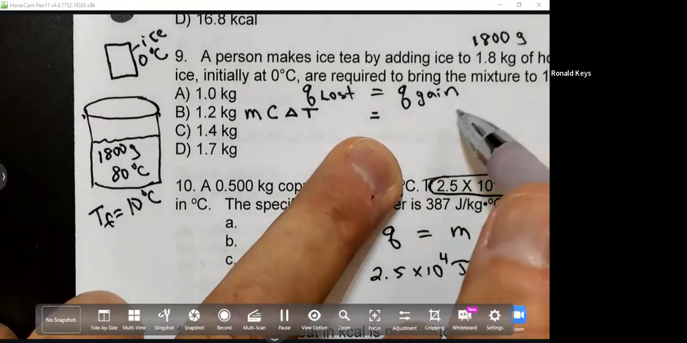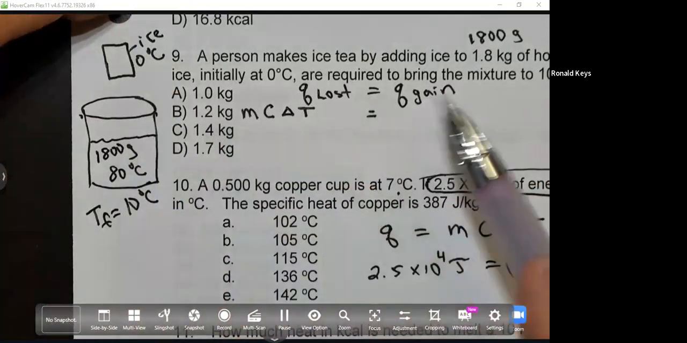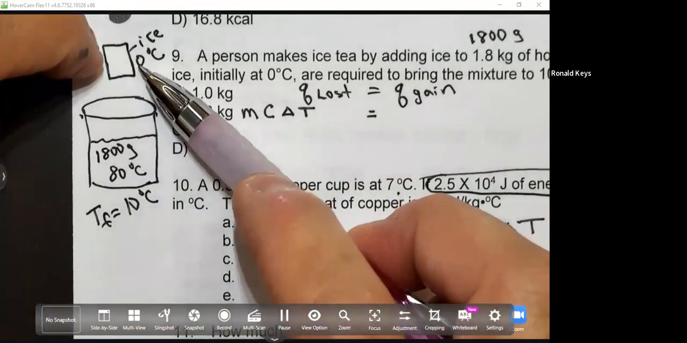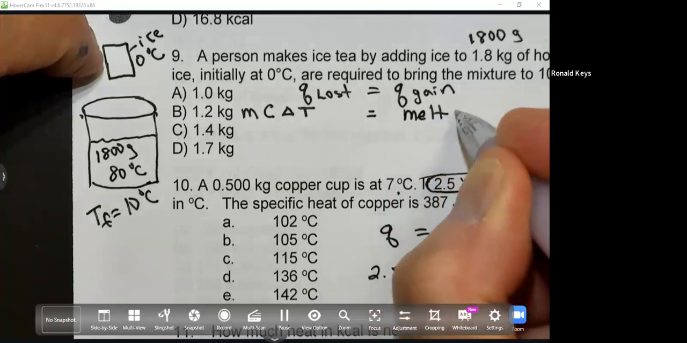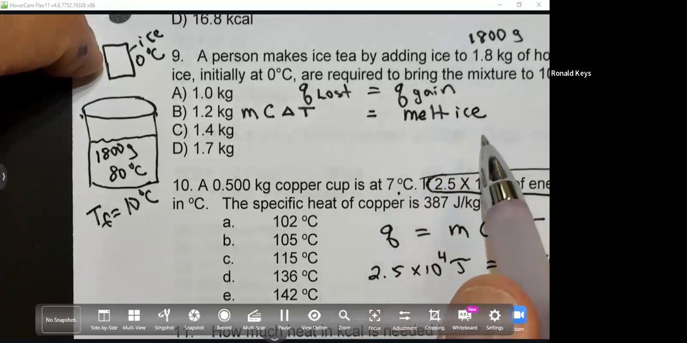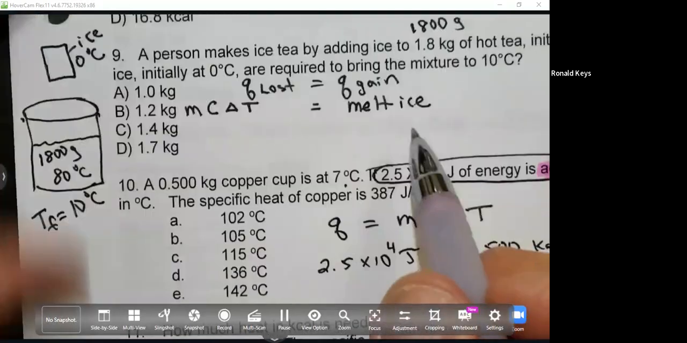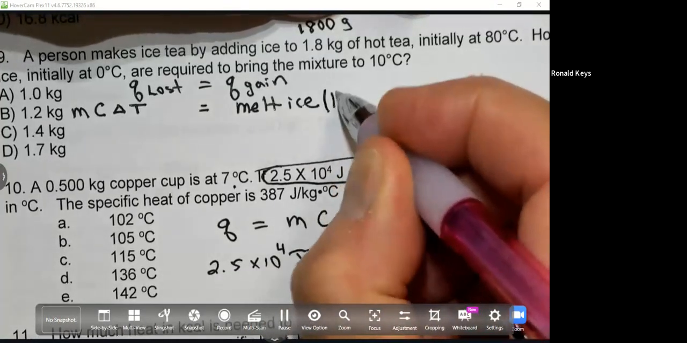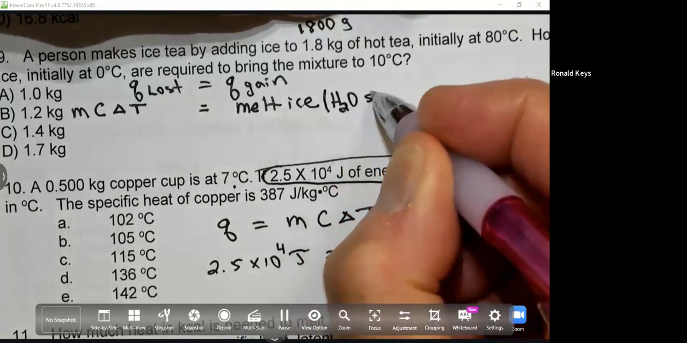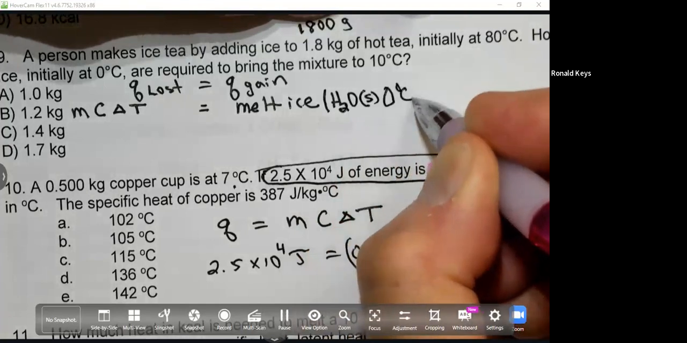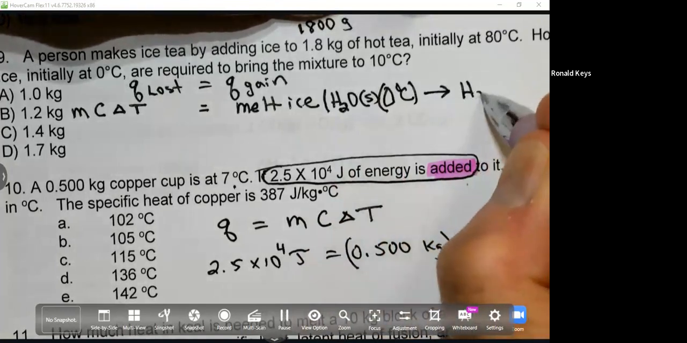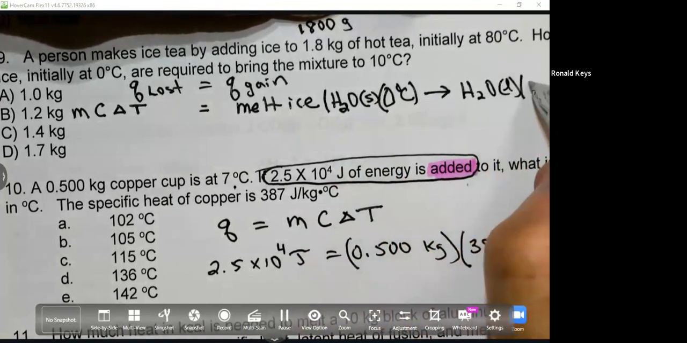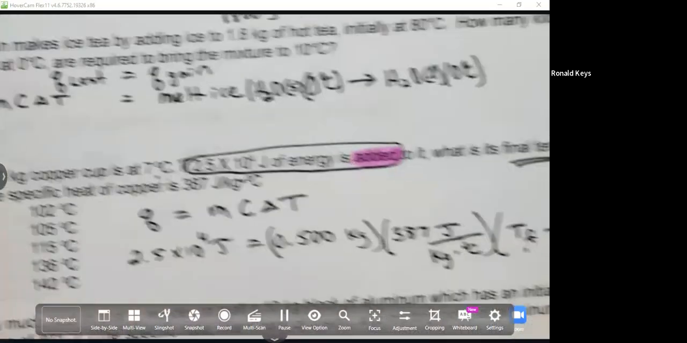What has to happen is this. First of all, there are two things going on with the ice. It's at 0, so we have to melt the ice. So the first thing we're going to have to do is melt the ice, right? So that is going to be H2O solid at 0 degrees Celsius to H2O liquid at 0 degrees Celsius.